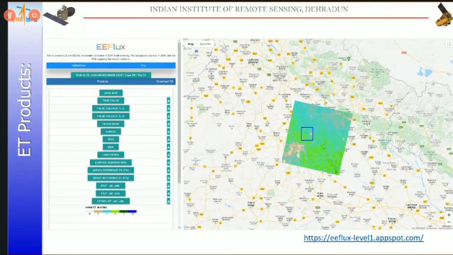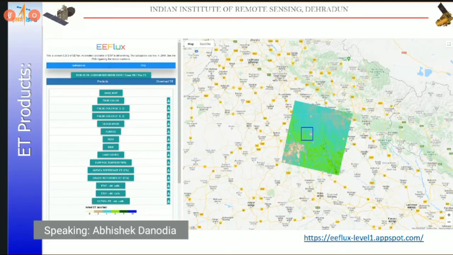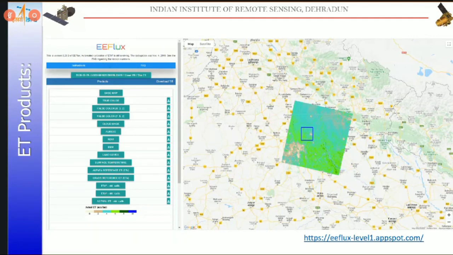This web link is also there in my slide. Here you can visualize the ET product, and this is the ET product using the METRIC model, as I already discussed in my slide. METRIC is the most accurate or advanced one-source type of remote sensing energy balance model, and these are the products available, like results in terms of albedo, NDVI, land cover, surface temperature, then ETrF, ET actual, all the images.